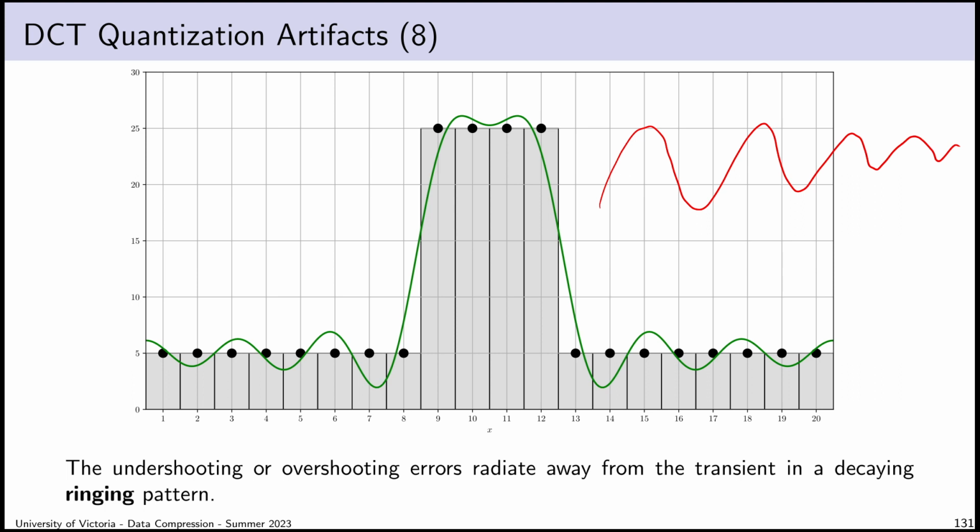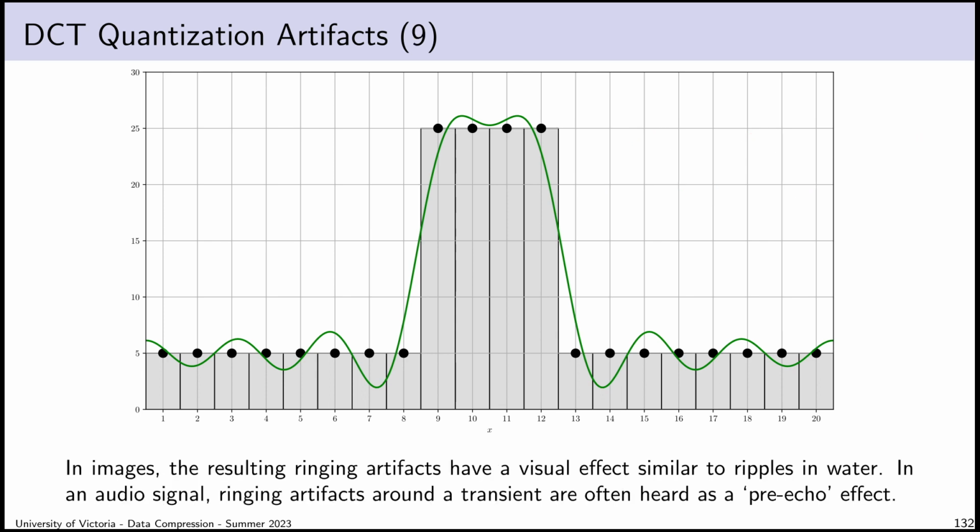So they're called ringing artifacts for that reason. In images, I also think of them as ringing artifacts because they can often be visible as rings, but ringing comes from ringing of a bell. In images, this will show up with an effect that I think is similar to ripples in water. In an audio signal, it would be heard as a pre-echo effect, which is very disturbing.